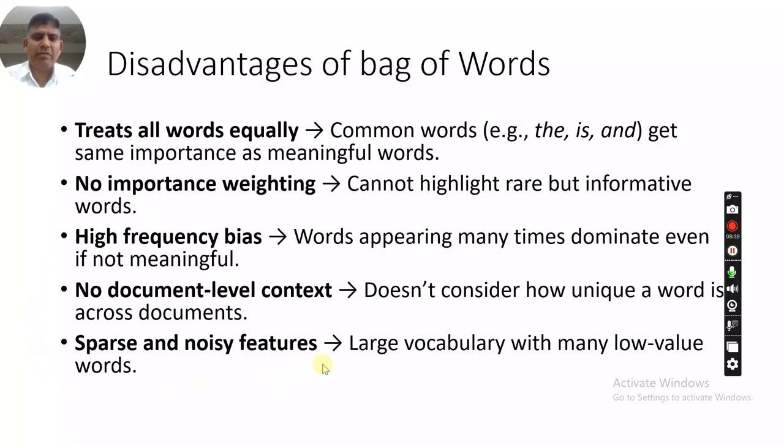The last and important disadvantage is that it creates a sparse and noisy matrix. If the vocabulary is very large, it creates a very large matrix which is very difficult to process in machine learning algorithms. So these are the disadvantages of the bag of words vectorization technique. To overcome these disadvantages, some advanced vectorization techniques have been proposed. Out of those, term frequency and inverse document frequency is one, and we will learn the TF-IDF vectorization technique in the next lecture. Thank you.